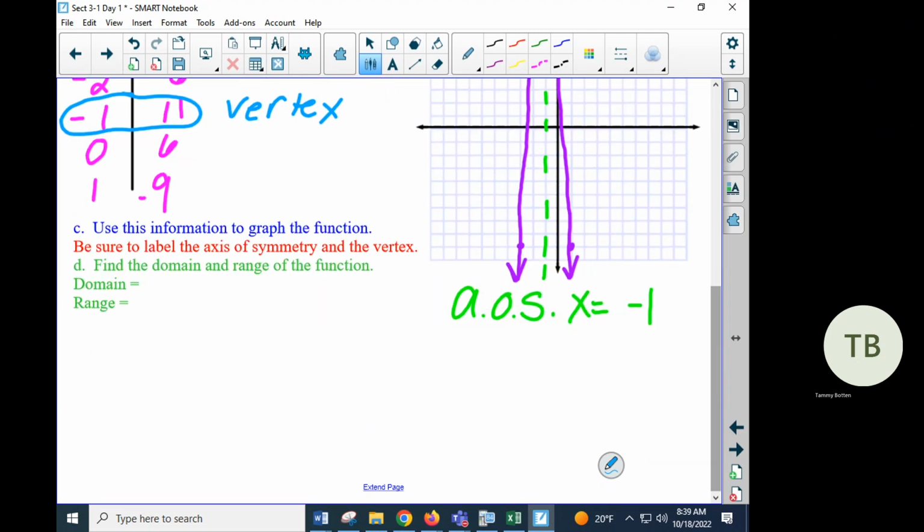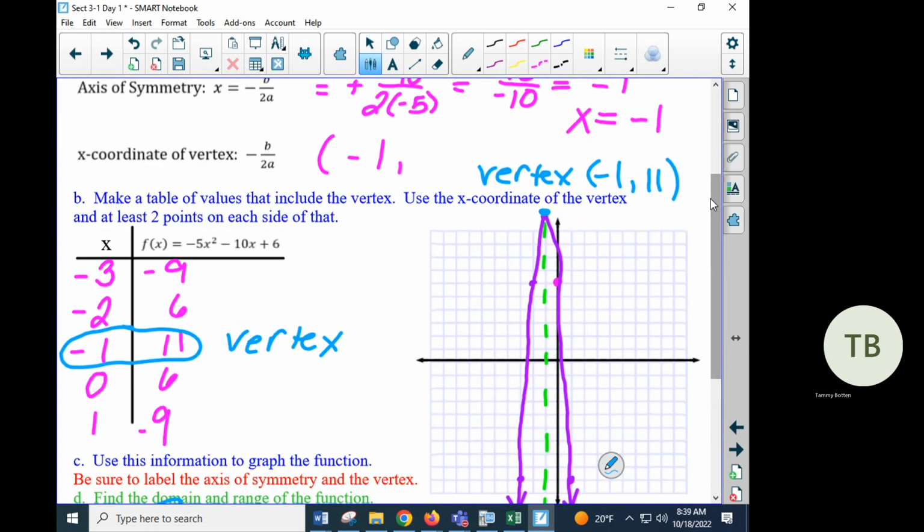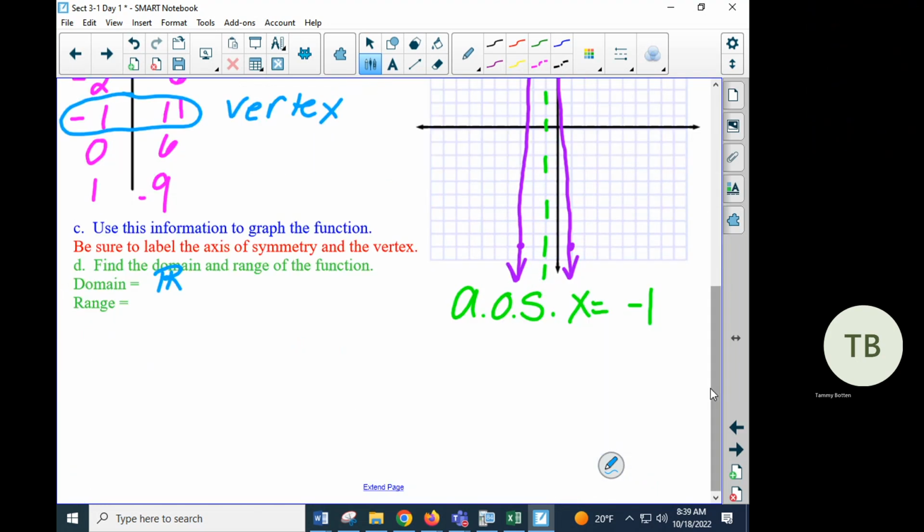Your domain all the time in this is going to be all real numbers. Your range, you're looking at your y values. And if you notice, this biggest y that we have is up at 11. And then it's for all y's less than or equal to 11. So what I would want to say here is my range is for all y's less than or equal to +11. Everybody get that?